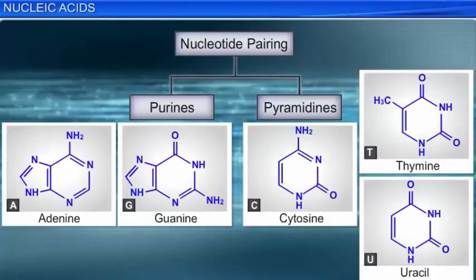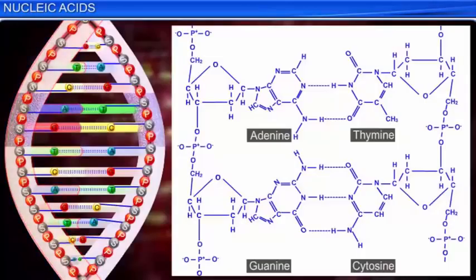Let's look at the nucleotide pairing in greater detail. A purine base of one strand is paired with a pyrimidine base on the other strand. Two hydrogen bonds are formed when adenine pairs up with thymine. When a guanine base pairs with cytosine, 3 hydrogen bonds form between the bases.